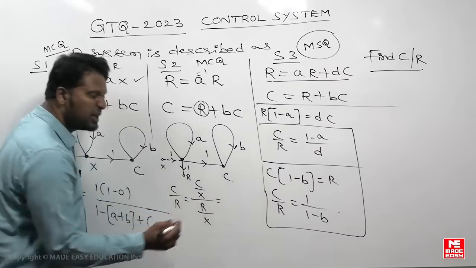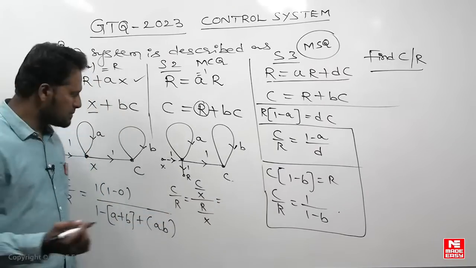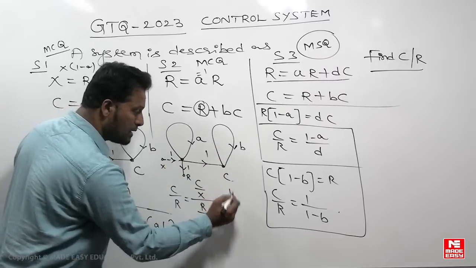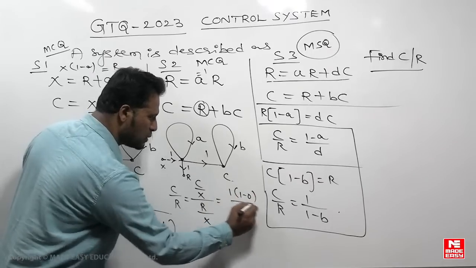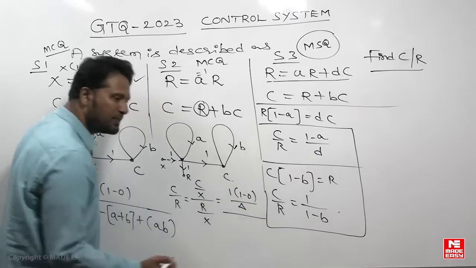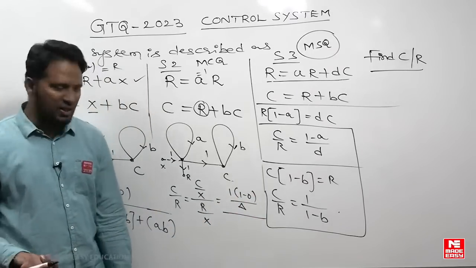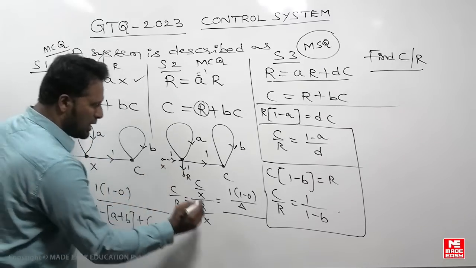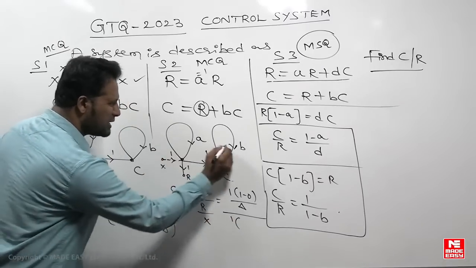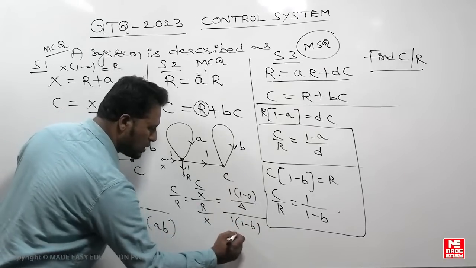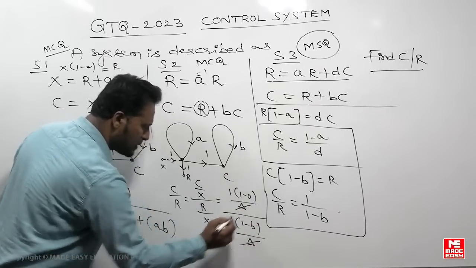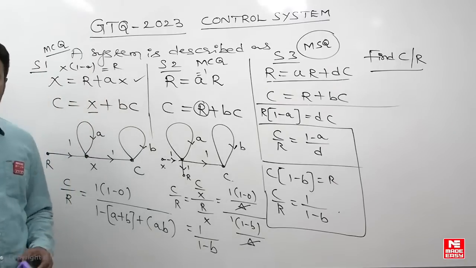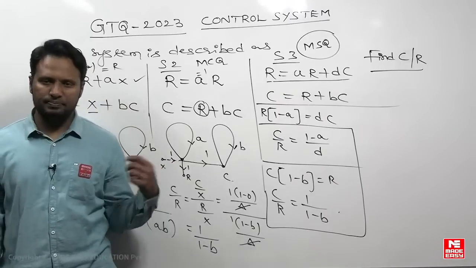C by X we can find using Mason's formula. One forward path, and both the loops are touching it. So 1 into 1 minus 0 by delta, which I'm not going to write because that gets cancelled anyway with that of R by X. For X to R, one forward path, and this loop of gain B is not touching it. So this answer is 1 by 1 minus B, exactly the same as what we got earlier.